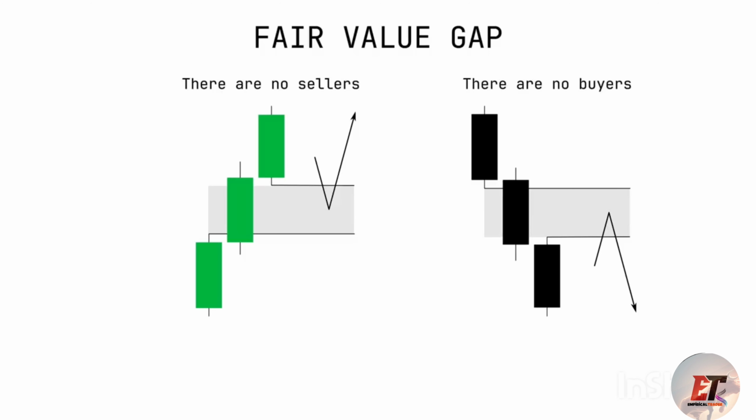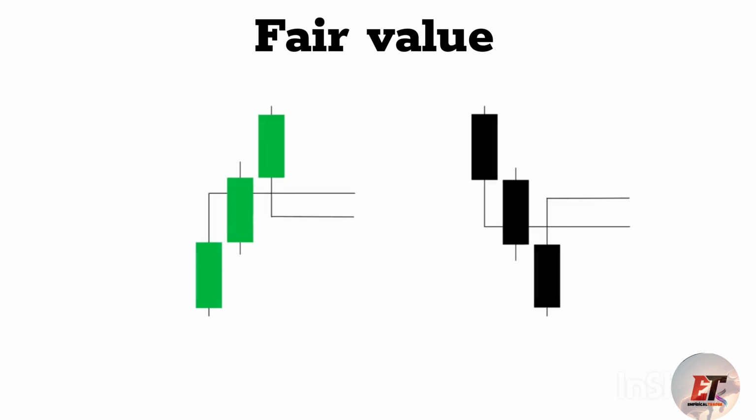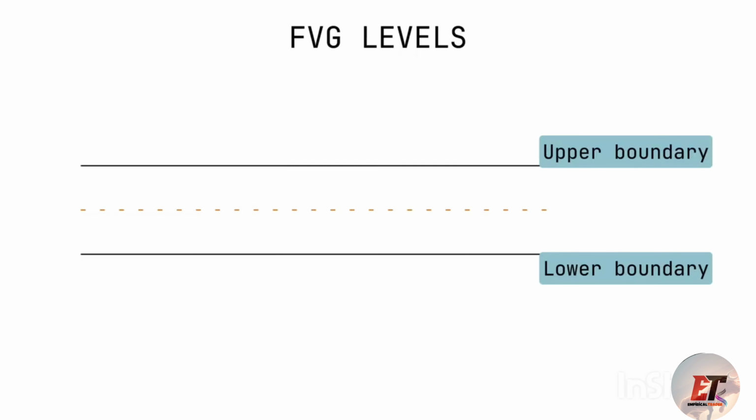This is the main reason why, when these zones are tested, the price often reacts and reverses in the opposite direction. When the highs and lows of the candles overlap, we cannot assert that a fair value gap has formed, meaning the exchange of assets between buyers and sellers was much more efficient, hence the name fair value.